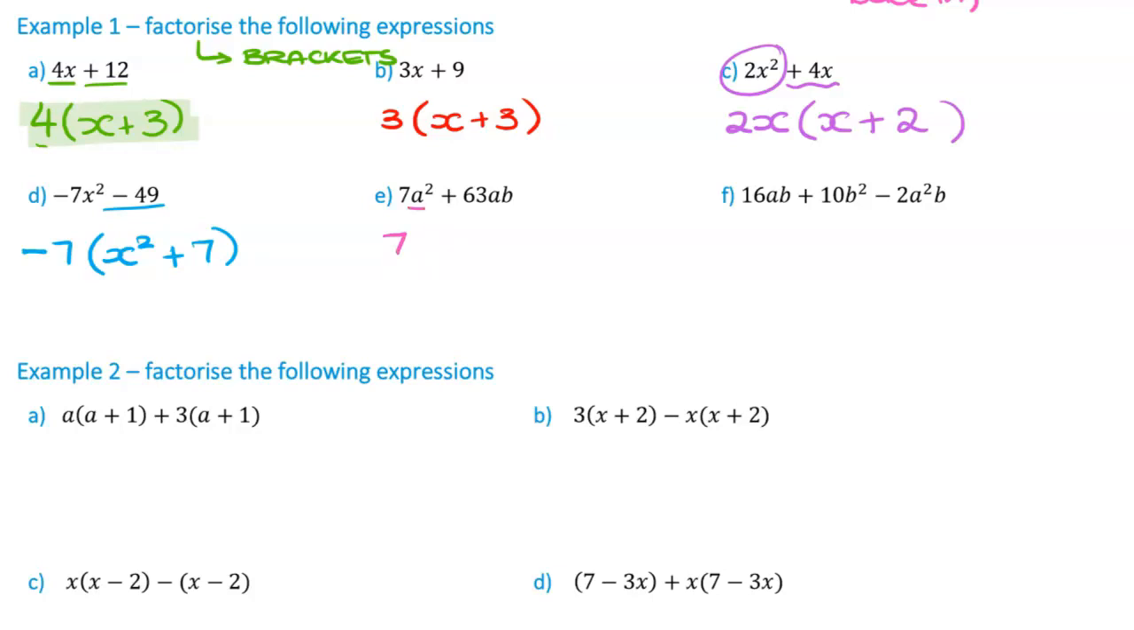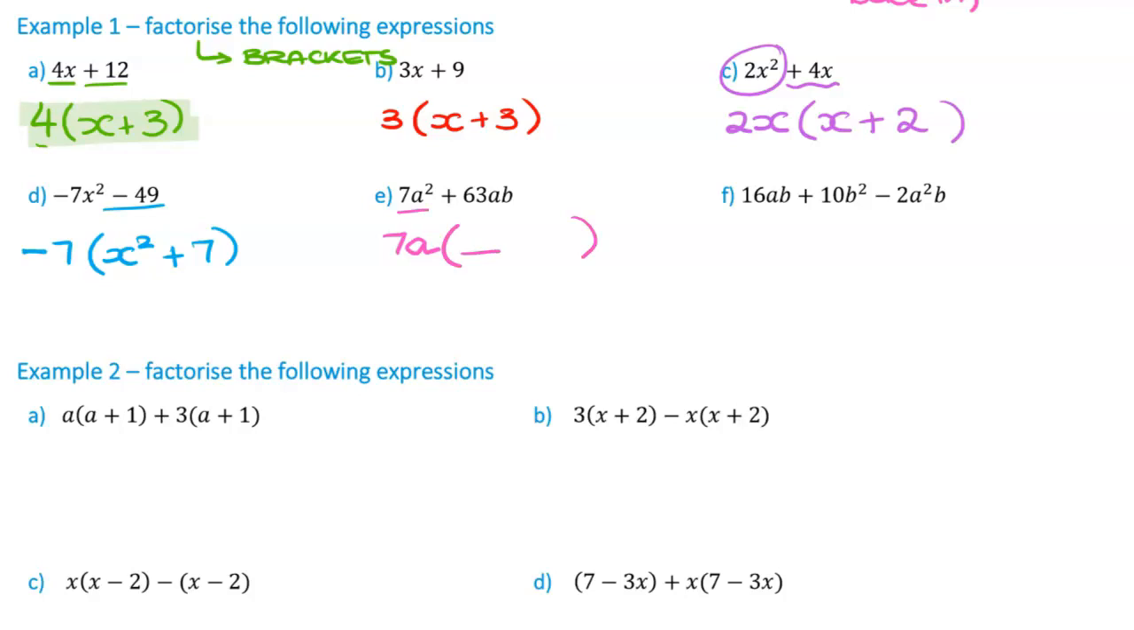And I notice I've got an a squared here and an ab. The largest common factor with the variables is just going to be an a. I can use that to build the a squared, and I can use that to build the ab. Can't take out an a squared because that won't work for the second term here. Let's put in our brackets.